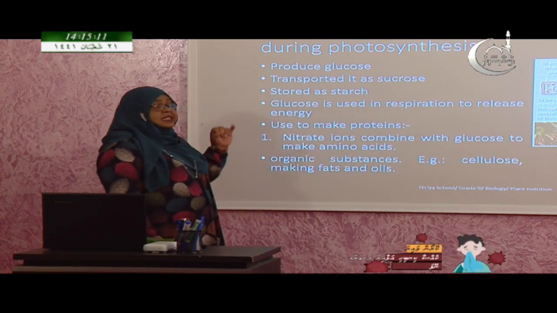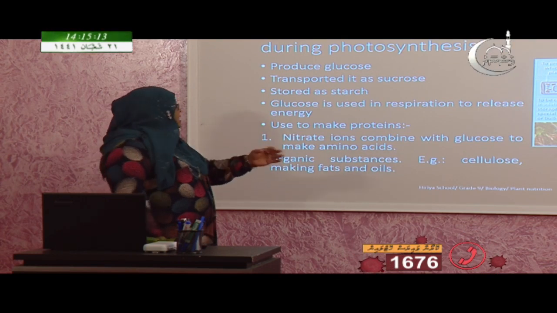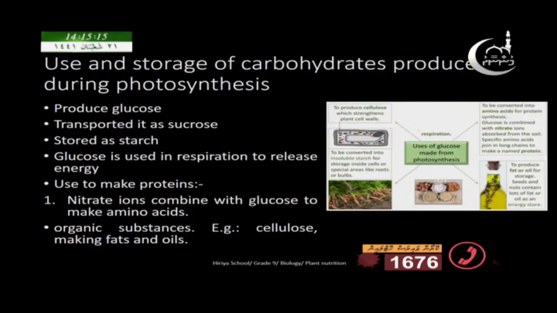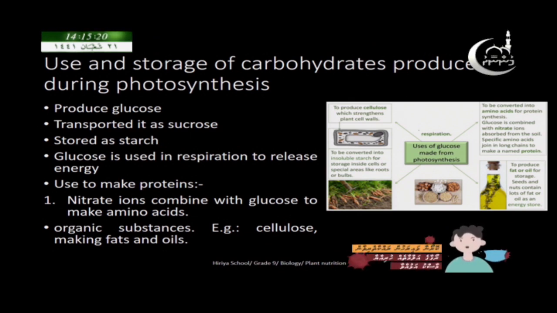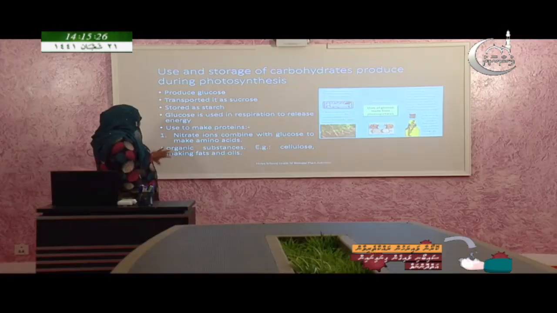So, that means it contains carbon, hydrogen, oxygen and nitrogen, and proteins are very essential for the plants because these proteins they need to form hormones, enzymes and so on. And some of the glucose is also used to form the cell parts.